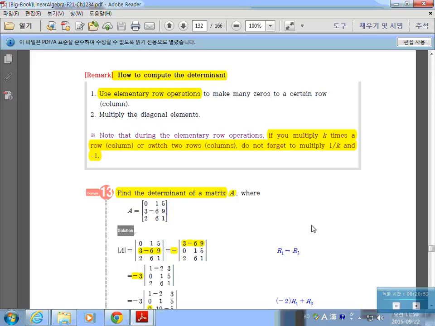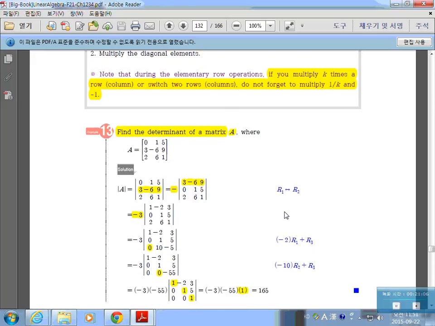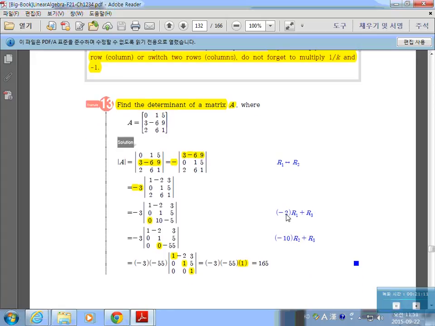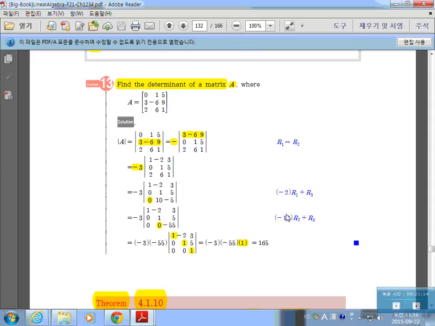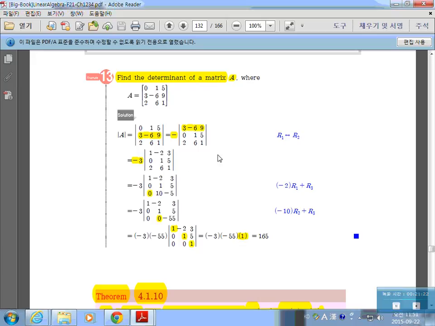You use the third type elementary row operation. Simplify it as much as you can, and then use the properties of the determinant, or use Sarrus' method, to get the determinant. For example, if you have this matrix, you just simplify it as much as you can, and use the properties of the determinant to keep recording it. Then this is a triangular matrix, so the determinant of this is 1, so the determinant of A is 165, like this.